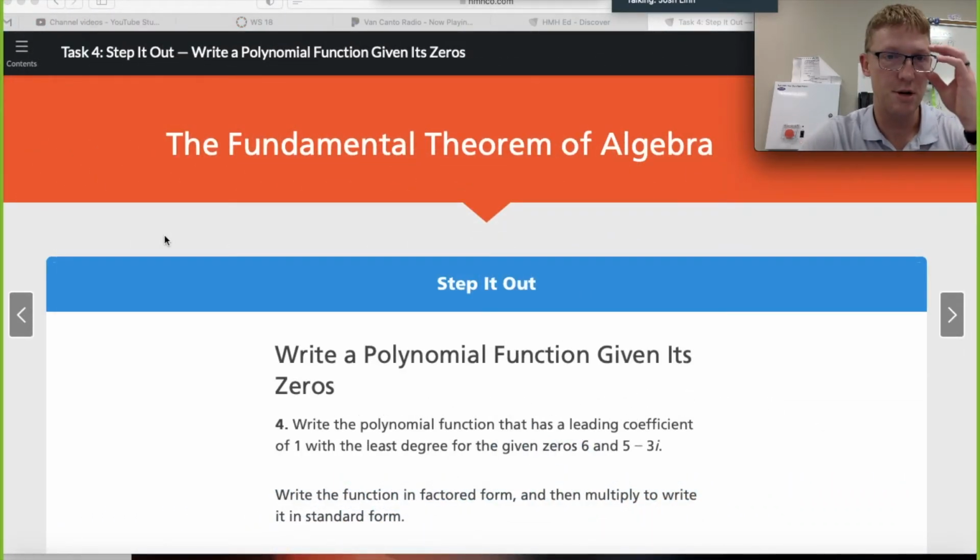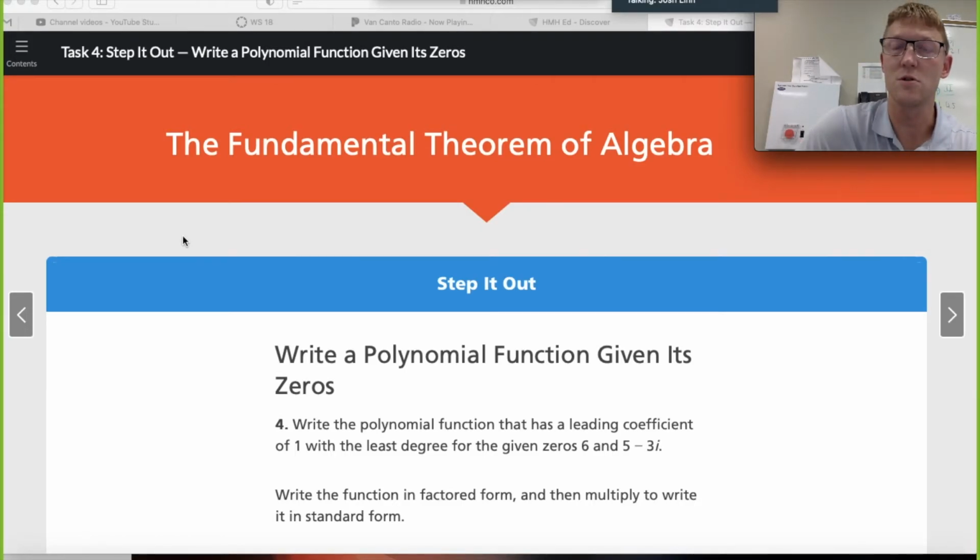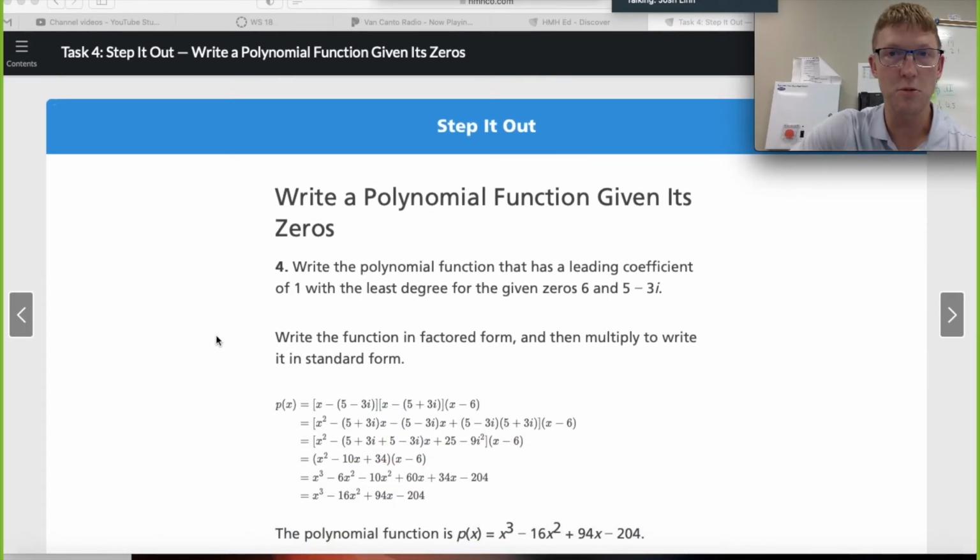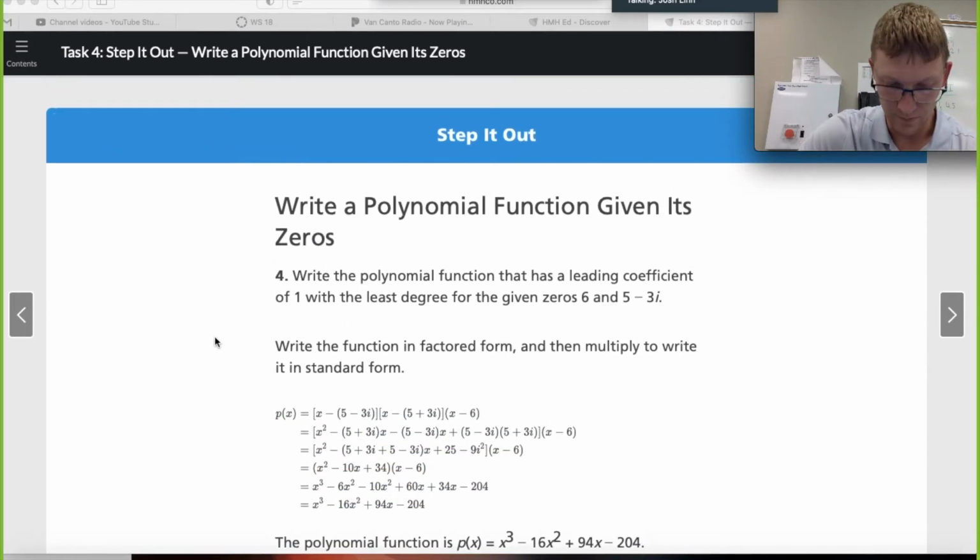All right, so here's our next example. This one's going to use some i's. So it should look very familiar as the square roots, but instead of square roots, we're going to use i's. So write the polynomial function given its zeros. Our zeros are there. So we can actually just go ahead and write that.